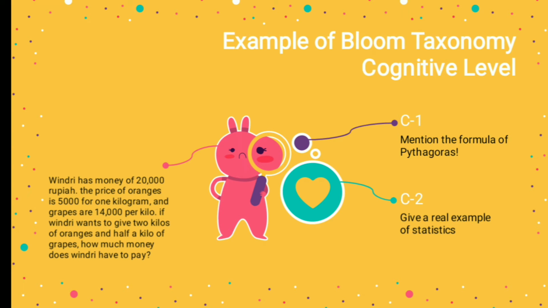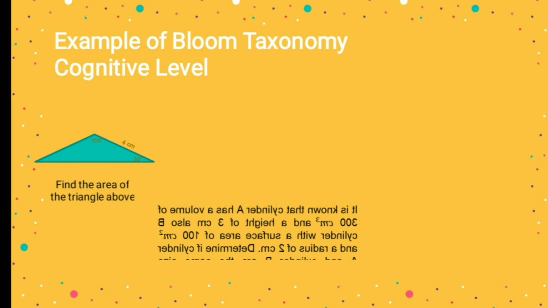In this problem, students must have the ability to apply the method in finding how much Windri has to pay to buy what she wants. Here, students apply the material about substitution that has been studied previously. So, we can conclude that this third question falls into category C3.